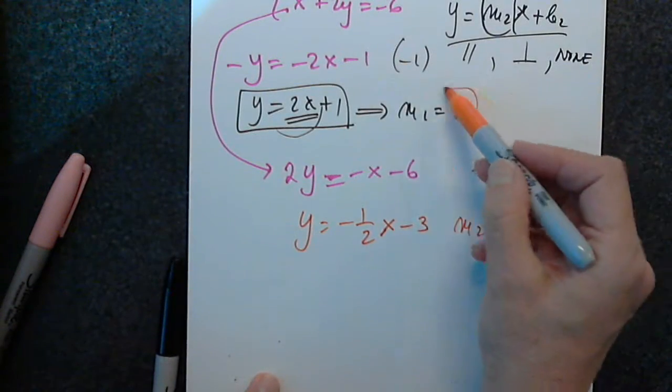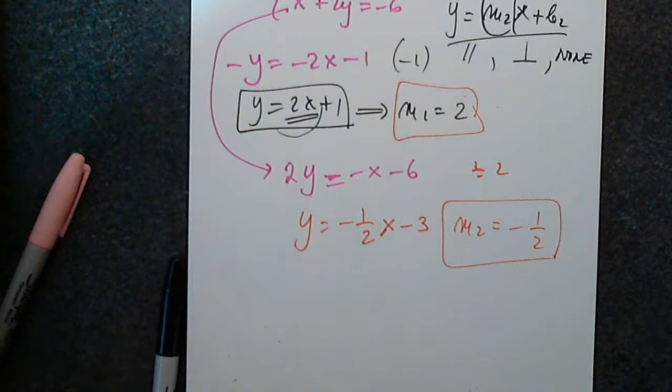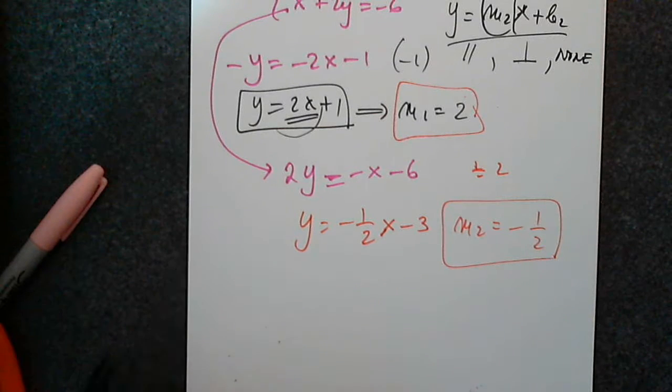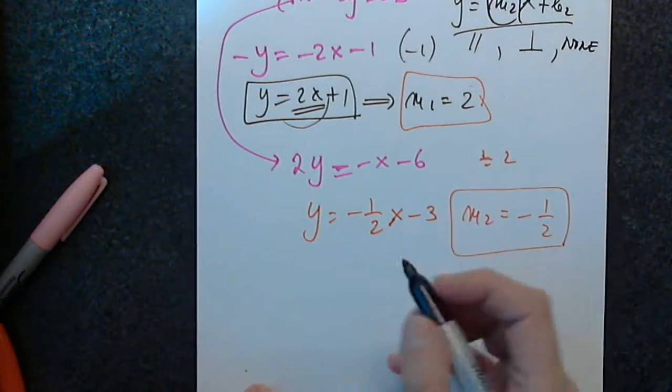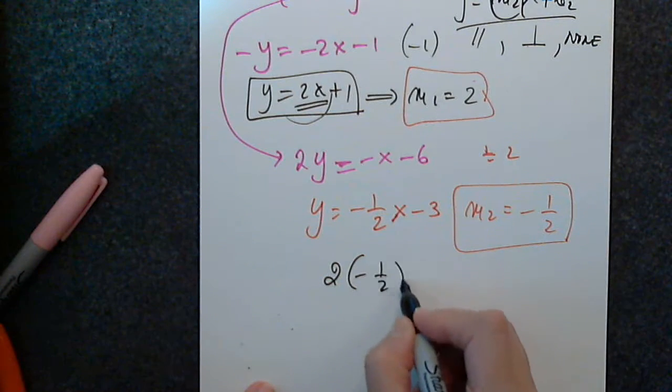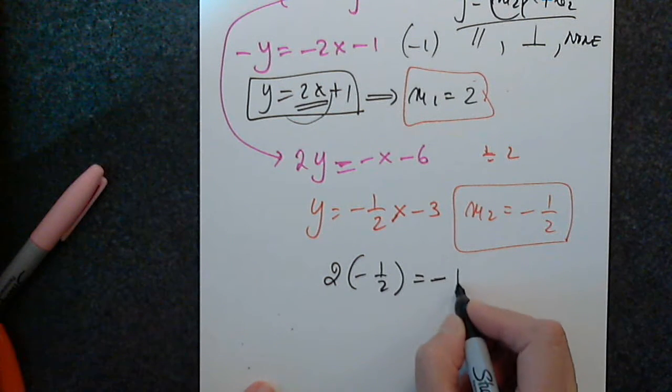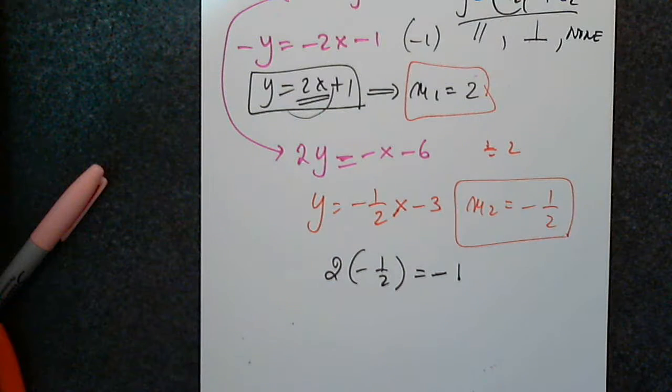Excellent. So we have two slopes. My first question is, are they the same? No, they're not the same. Very good. So the lines are definitely not what? Excellent. So now I'm going to multiply them. 2 multiplied by -1/2. If it equals -1, then the lines are perpendicular. If it does not equal -1, then the lines are not perpendicular, they are not parallel, so they are not in a particular relationship that we are interested in.